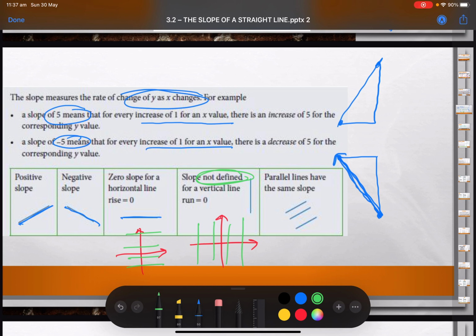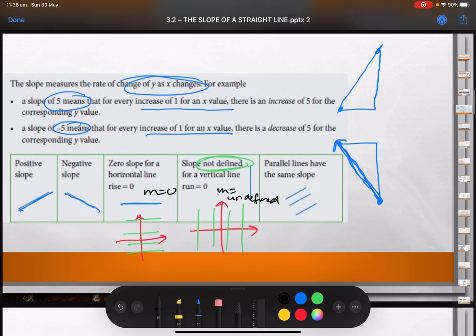Okay, so in this instance, for a horizontal line, my m equals 0. For this one, we say m is undefined. Okay, and we'll get to parallel lines at the end, but parallel lines are basically two lines that run right next to each other, okay? They have the same slope. They're like train tracks. They're never going to intersect with one another. We say that they have the same gradient.